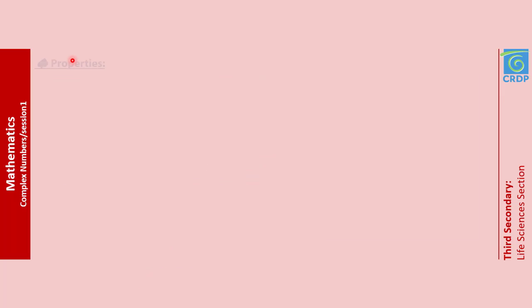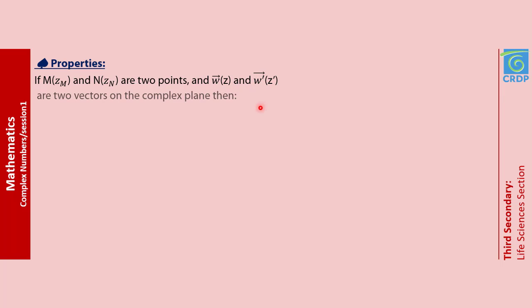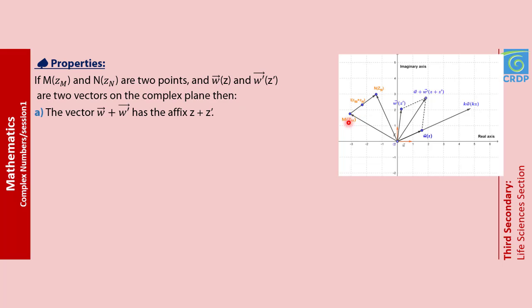Now we will state some properties on the geometric representation of a complex number. Given 2 points M and N of respective affixes Zm and Zn, and 2 vectors W and W prime of respective affixes Z and Z prime. As shown in the figure to the right, this is the point M, this is N, this is the vector W, and this is the vector W prime. The first property is the vector W plus W prime has an affix equal to Z plus Z prime.